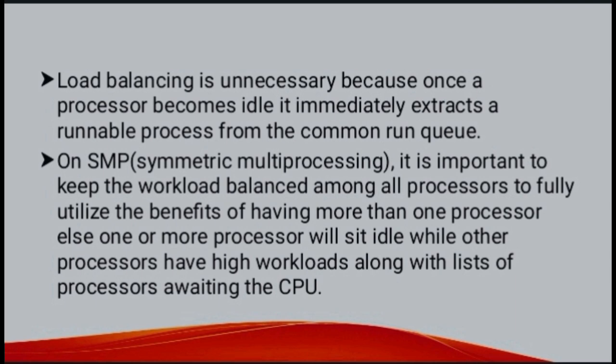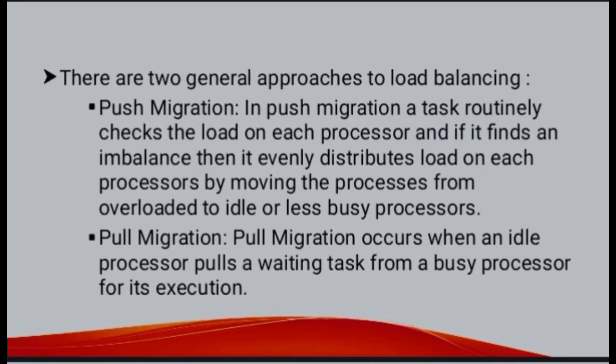And next slide. Load balancing uses two main methods. One is push migration and another one is pull migration. Push migration: a process regularly checks CPU loads and pushes tasks from overloaded CPUs to idle or less busy ones. Pull migration: an idle CPU actively pulls tasks from a busy CPU to execute.